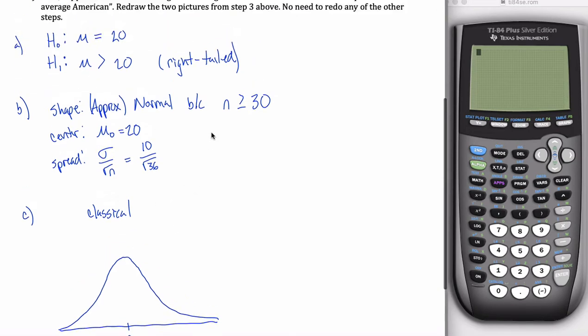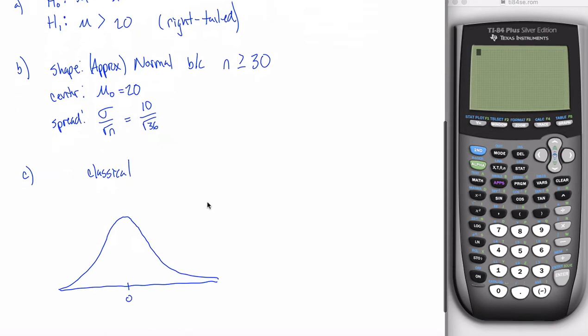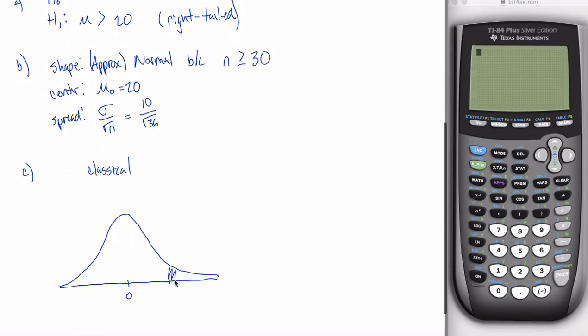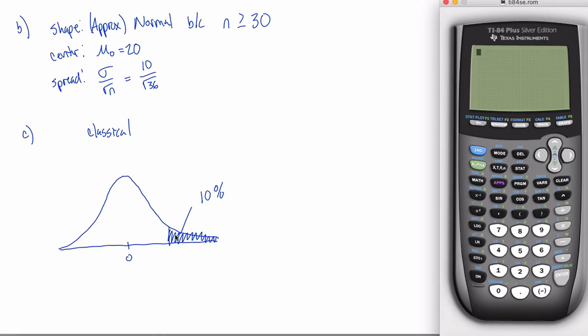And then if I'm using the classical method, what I want to do is first depict alpha. So alpha is 10%. You're like, where's it go? It goes over on the right because it's a right-tailed test. So I'll shade in 10% over here. Label it as 10%. And then in a minute, I'm going to use my calculator to get a test statistic. And I'll have to figure out if the test statistic is in that shaded area called the rejection region.